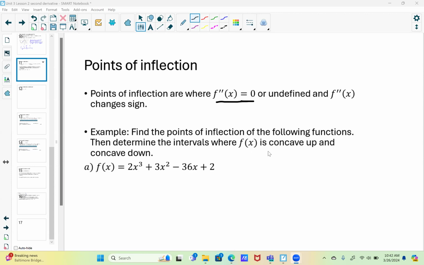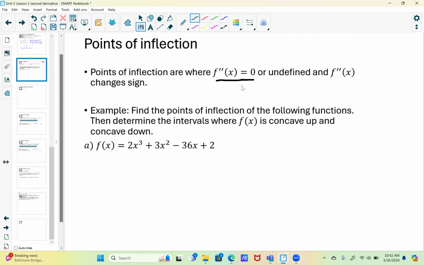So find the points of inflection of the following functions, then determine the intervals where f of x is concave up and concave down. So the first thing we have to do is we need to take the derivative and then find the second derivative. So for the first derivative, we get 6x squared plus 6x minus 36. And then if I take the second derivative, I get 12x plus 6.